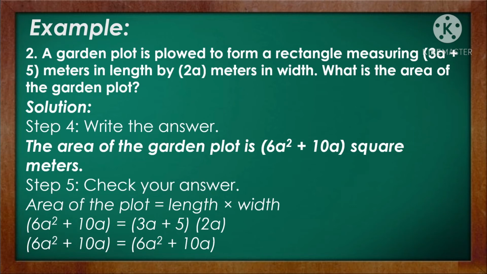Step 4. Write the answer. The area of the garden plot is 6a squared plus 10a square meters. Step 5. Check your answer.